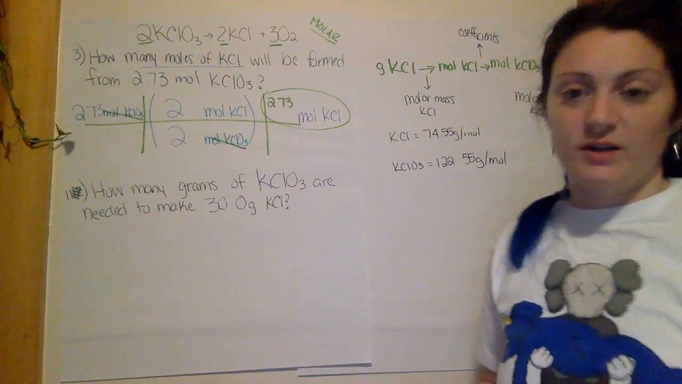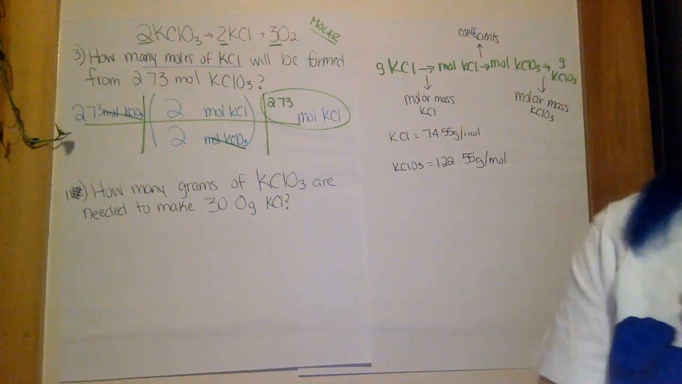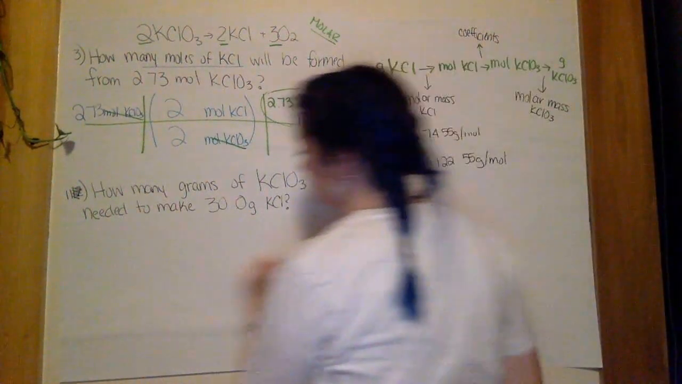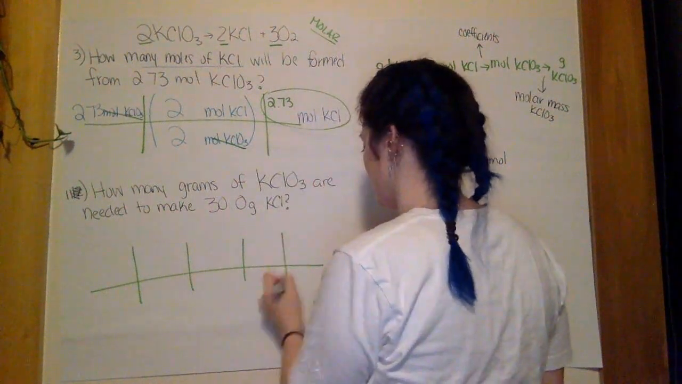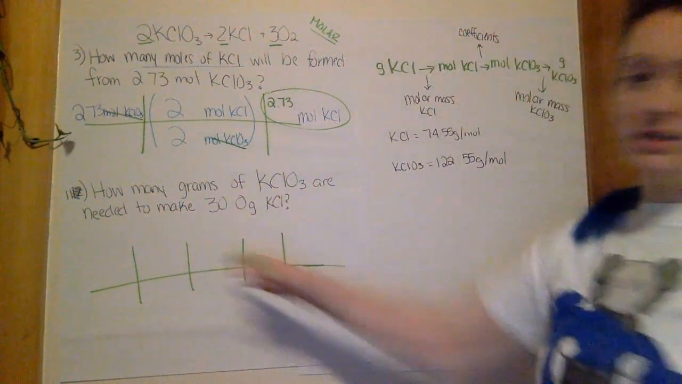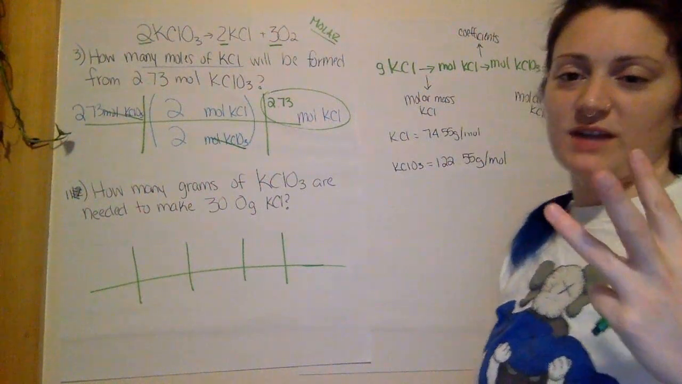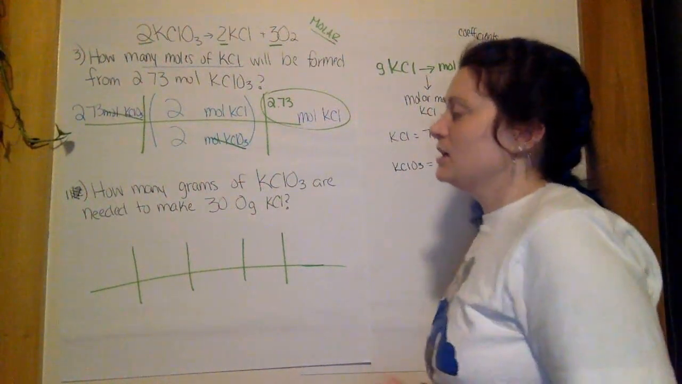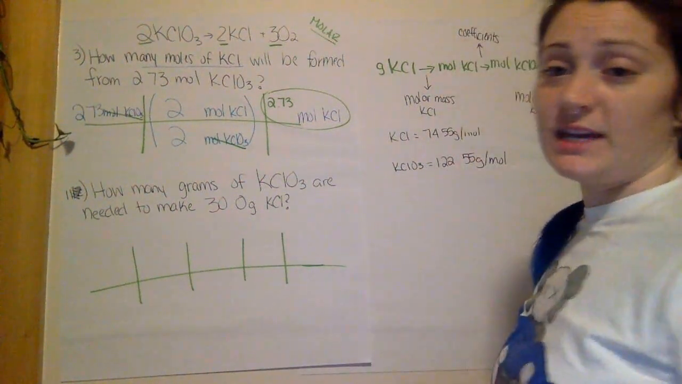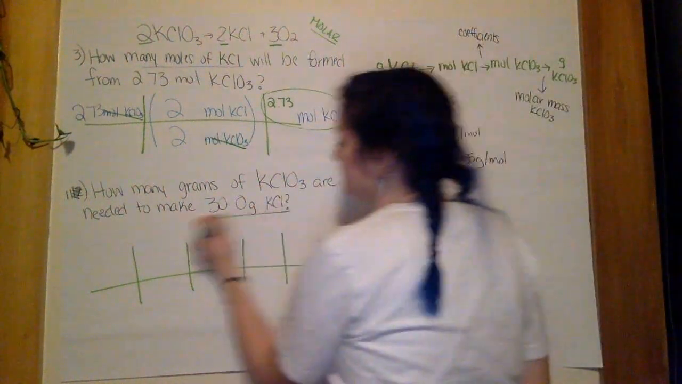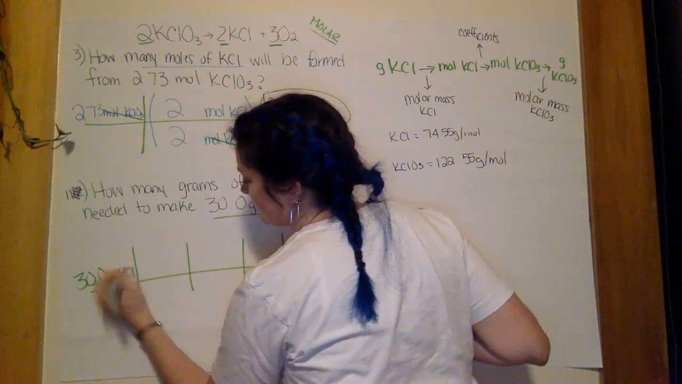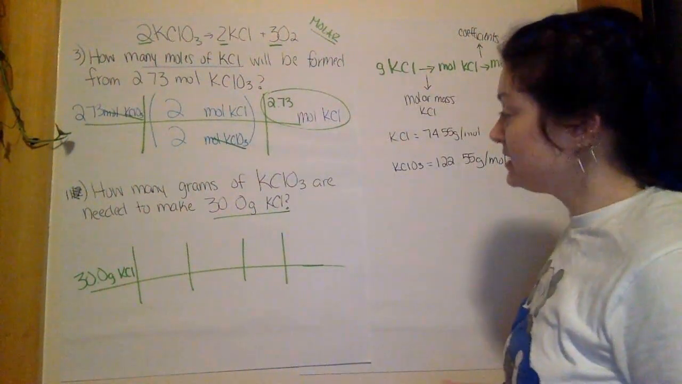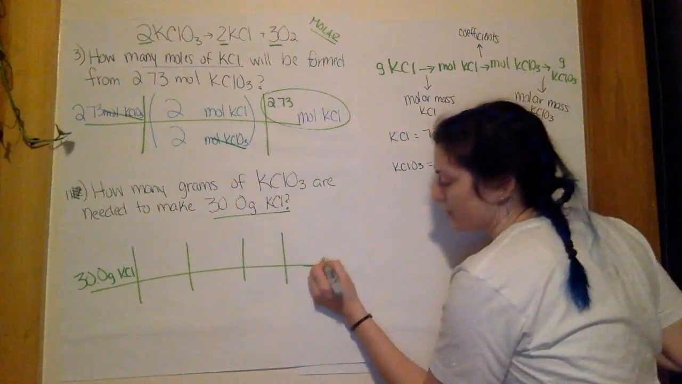Now that we have all of our conversion factors, we're ready to set up our dimensional analysis. This one has more divisions because, again, we have 3 conversion factors instead of 1. Let's put in the starting point and the ending point. The starting point is what's given, so that's 30.0 grams of KCl. And my ending point, I want grams of KClO3.